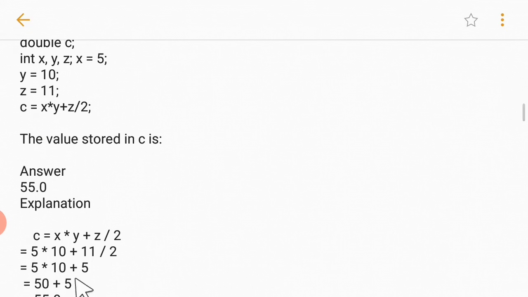You can see the explanation here. That is x is 5. So 5 * 10 + 11. So first multiplication will take place here. So here 5 into 10, that means 50, and 11 upon 2. So 11 is the numerator, that is an int, and 2 is also an int, that is the denominator.